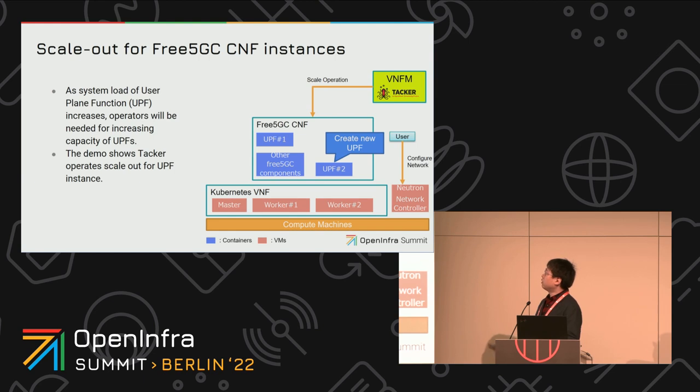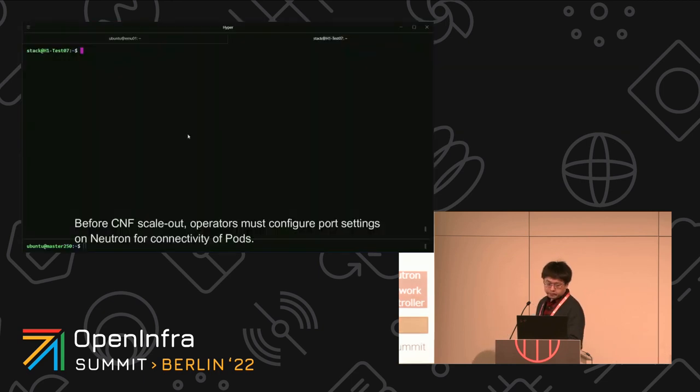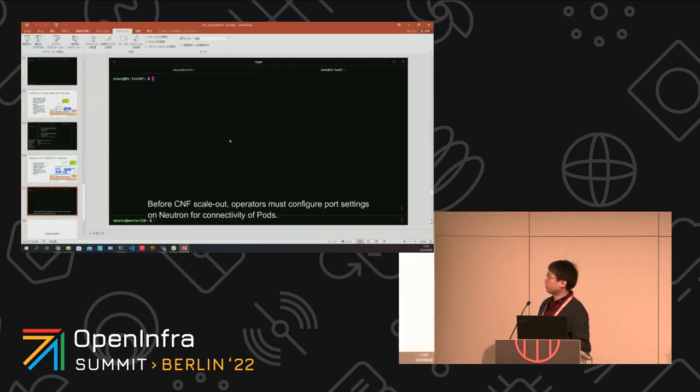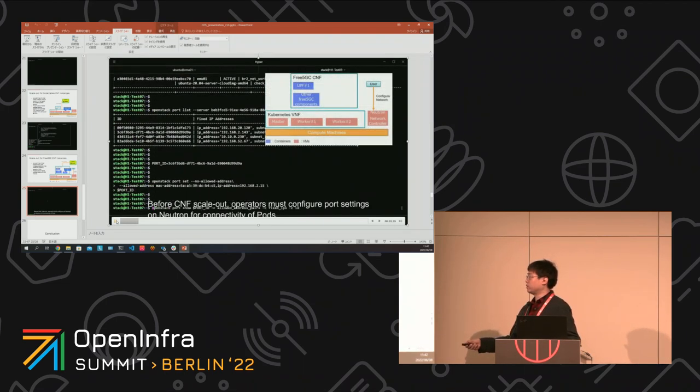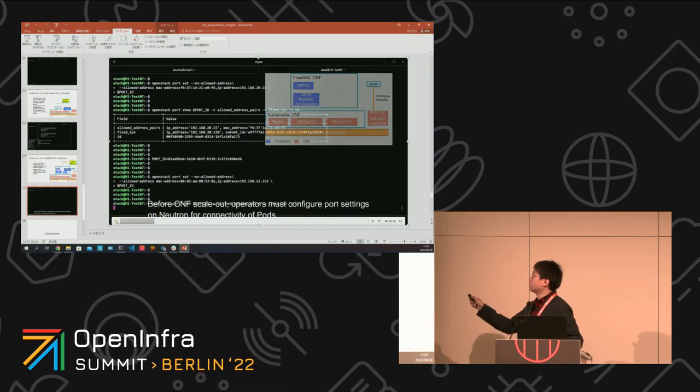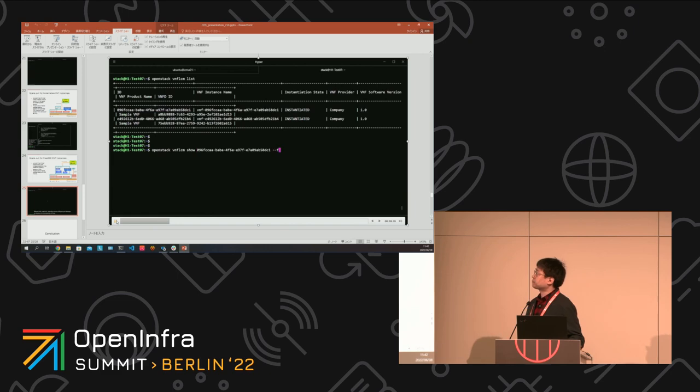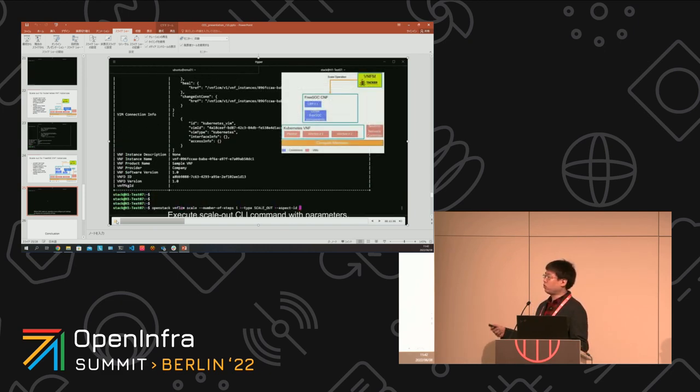Okay, before operating scale out of UPF, we also have to configure the neutron network, for the same reason as in the 5GC CNF instantiation. Okay, let's see the demo. As I explained before, the operator must configure the port sets on the neutron controller. Then execute the scale CLI command with parameters.